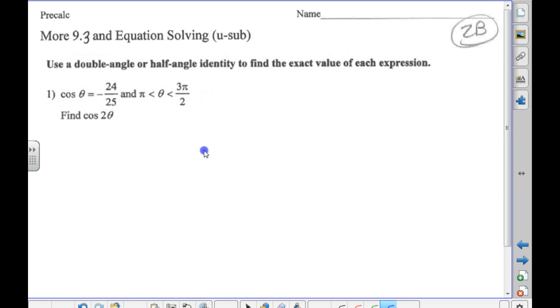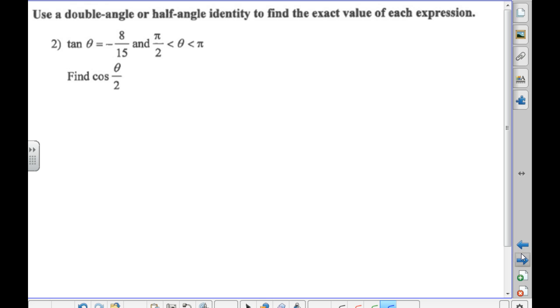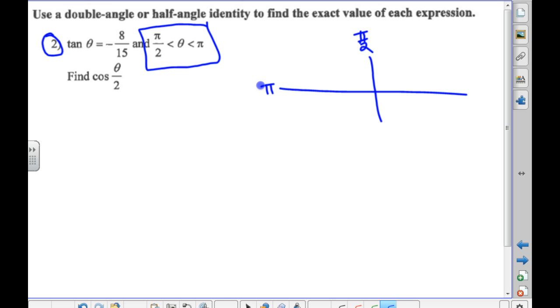On the back, I'm going to skip around a little bit and let you do some of these, but let's talk about this one, number 2, real quick. Because it's a half angle, we have to decide on the sign again. So let's make sure we have that plus or minus business down. What quadrant is this in right now? If it's between pi over 2 and pi, it means it's somewhere in quadrant 2.